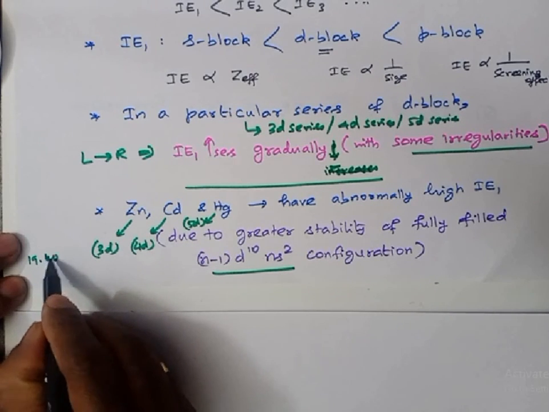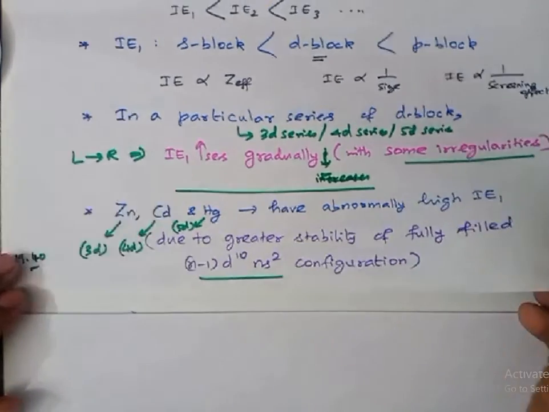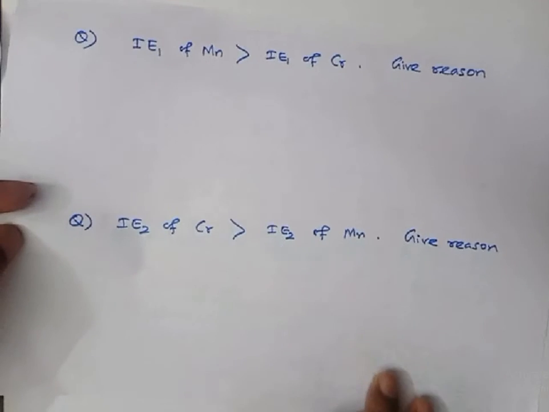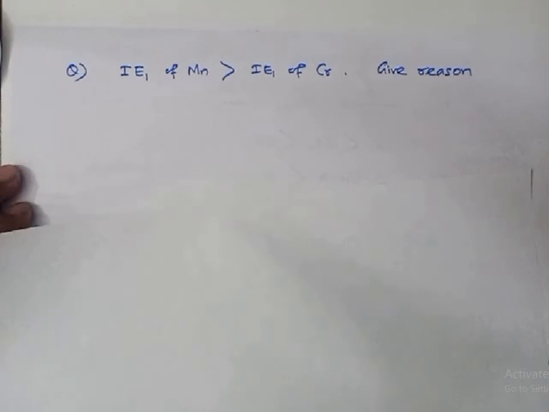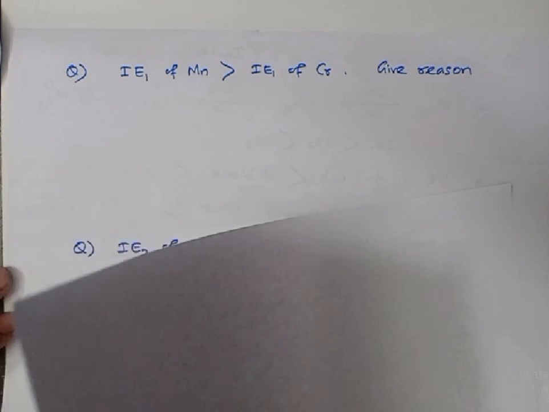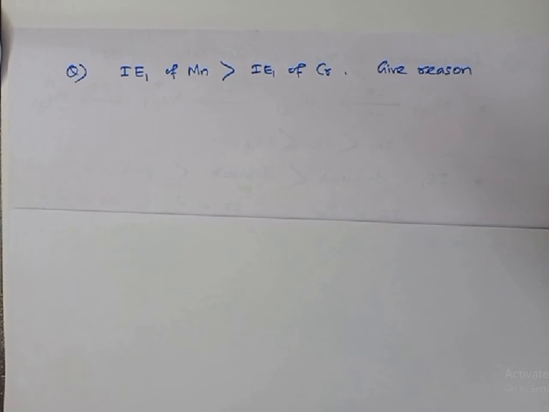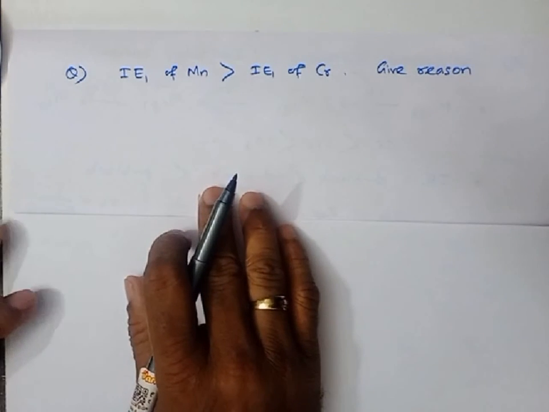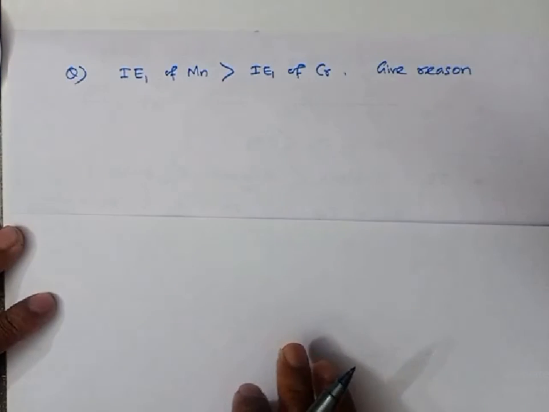Good. Now, try to answer these questions. The ionization energy of manganese is greater than the ionization energy of chromium. What is the reason? First ionization energy of manganese is greater than the first ionization energy of chromium. Give reason. It's very simple. Sometimes they'll ask questions like this.